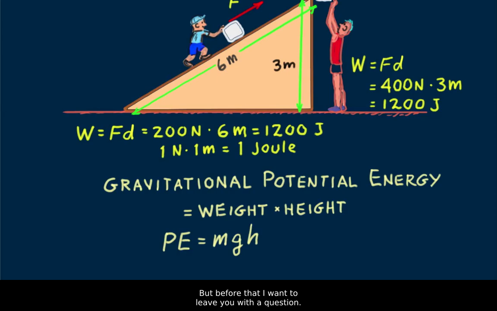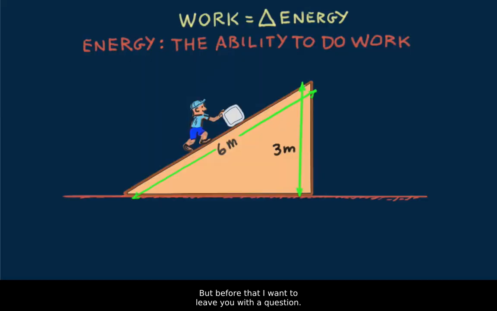But before that, I want to leave you with a question. If our block of ice weighed 500 newtons instead of 400 newtons, how much force would the little guy on the ramp have to exert to slide it up the ramp at constant speed?